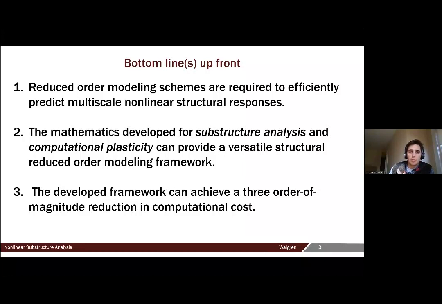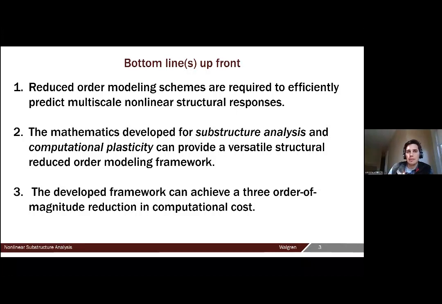The first is we need reduced order models for nonlinear multiscale structural responses. And I'm specifically going to talk about adaptive structures because they're inherently nonlinear, and a lot of them demand multiscale analysis. A second point that I'll get into later is that we can couple substructure analysis and the mathematics of plasticity to provide a reduced order modeling framework.